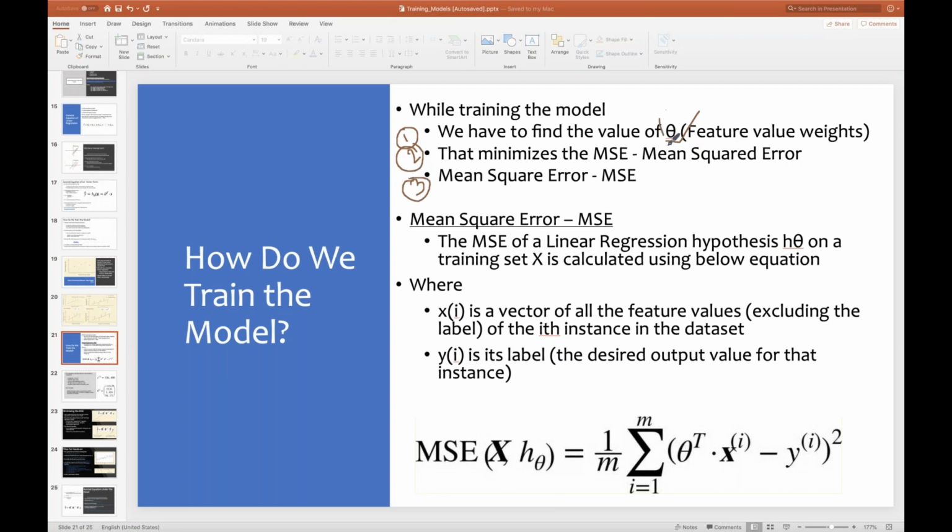Now, when I say theta is feature value weights, hope you understood. We talked about theta 1 into x1, right? x1 is longitude. The value of longitude is nothing but the feature value. The feature weight means theta 1 multiplied with x1. Like that, you get theta 0 plus theta 1 into x1 plus theta 2 into x2, like that. Understanding the term is very, very important.